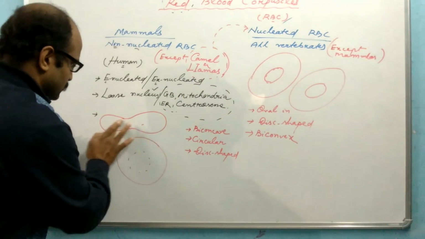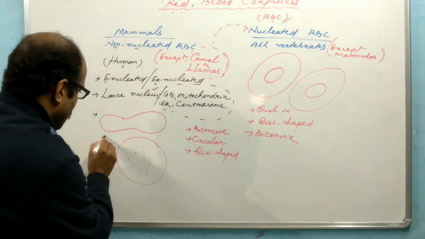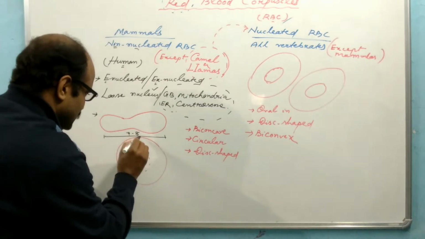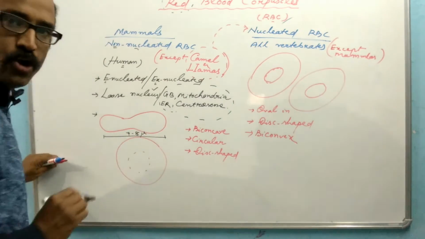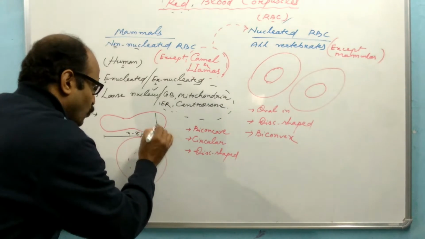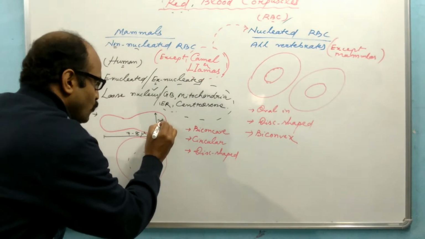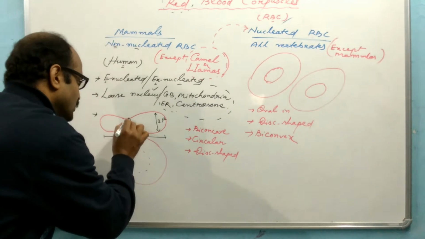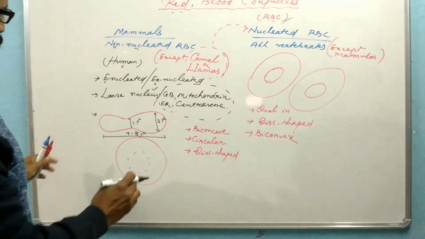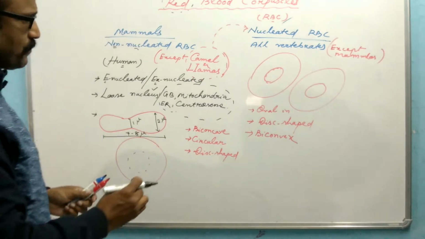The diameter of human RBC is about 7 to 8 micron, and at the edge region it is more thick, so the thickness is about 2 micron, and at the center the thickness is about 1 micron. So this is the structure of human RBC.